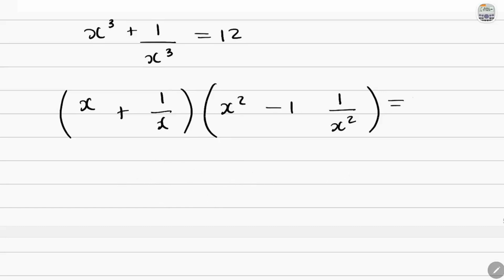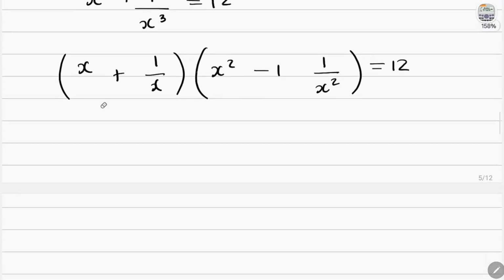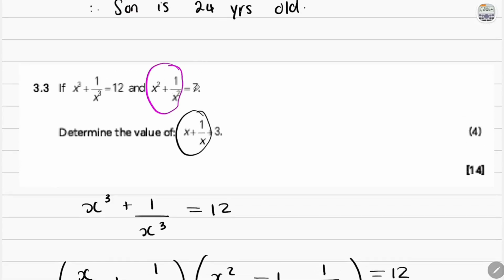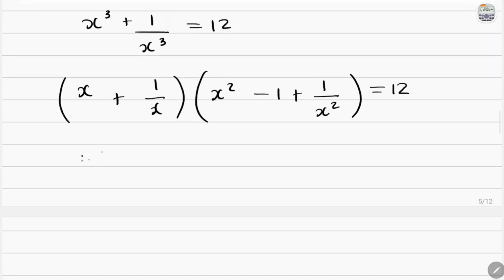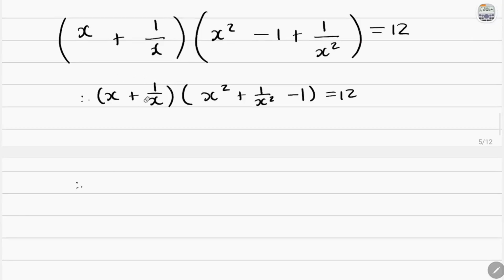This is equal to 12. And there we can see our x plus 1 over x, this part. So we just have to make that the subject. You see this part is also showing up, x squared plus 1 over x squared, which is equal to 7. And this is positive, of course, because we squared it. So let's put them together so it makes more sense. We're saying that x plus 1 over x, multiplied by x squared plus 1 over x squared minus 1, equals 12.